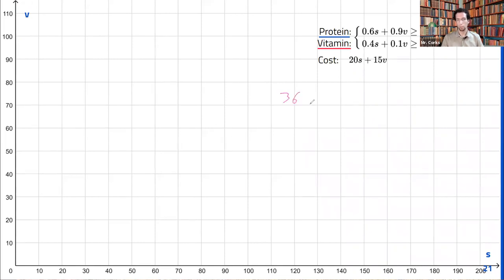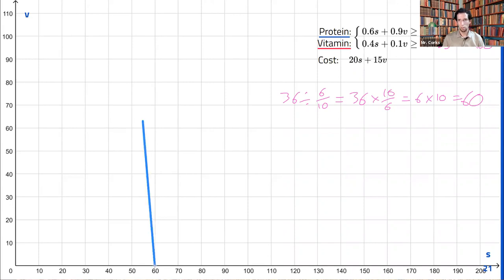Just a little quick review here. Dividing by 6 over 10, so 36 times 10 over 6. So 6 times 10, 60. All right. For vitamins, what are the two constraints? 25 and 100. Okay. Looks like we're ready to graph those, so we'll do those first. Blue, thick line, there we go.